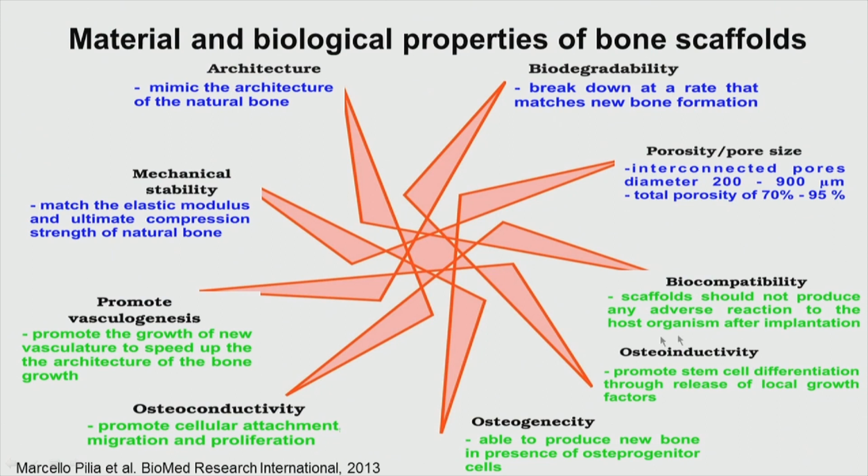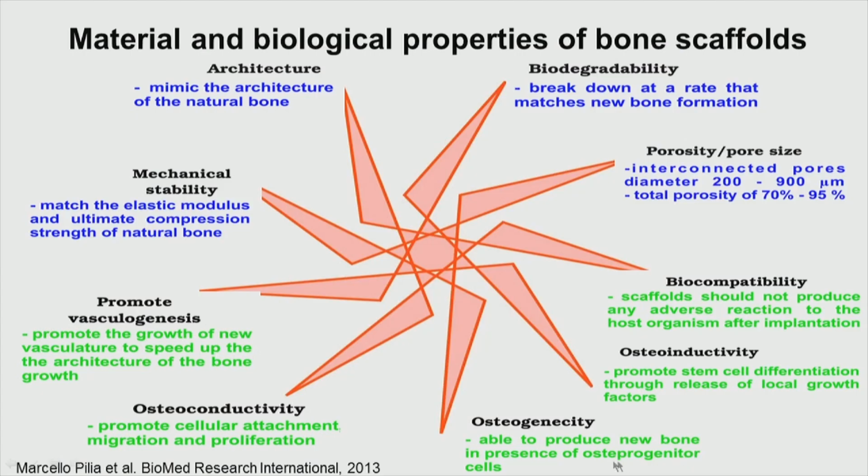bone application. Please note we have introduced some new terms here: osteoinductivity, osteogenicity, osteoconductivity. What is this osteoconductivity? It should promote cellular attachment, migration, proliferation, that means cells should nicely attach, proliferate and migrate. Osteogenicity, it should produce new bone in the presence of the progenitor cells. What is osteoinductivity? It should help in the differentiation, cell differentiation through release of some growth factors locally.